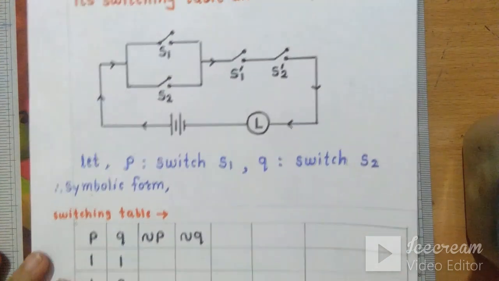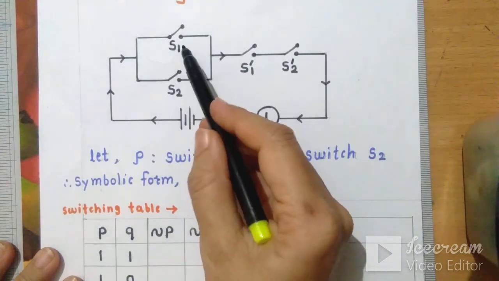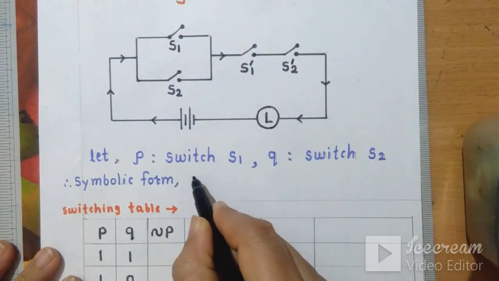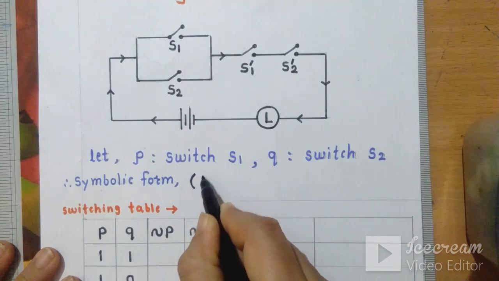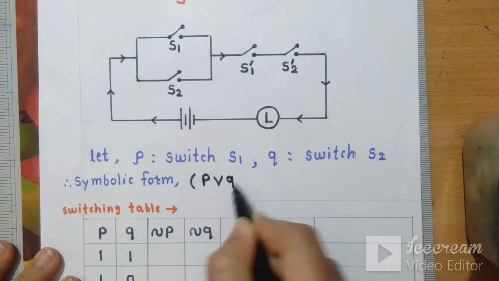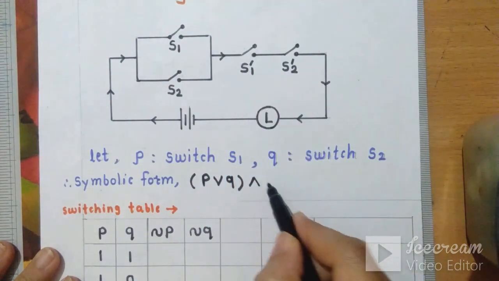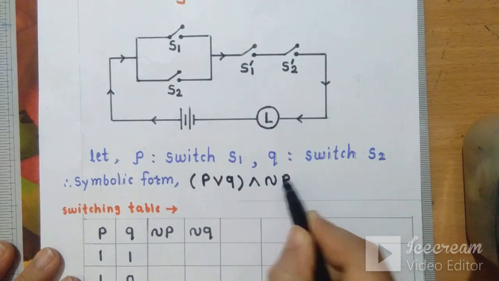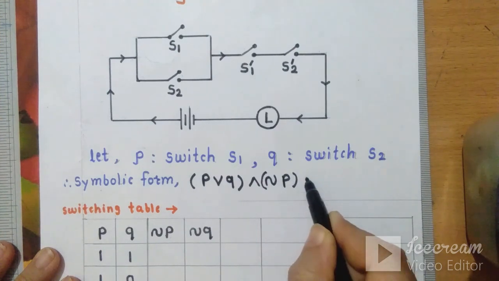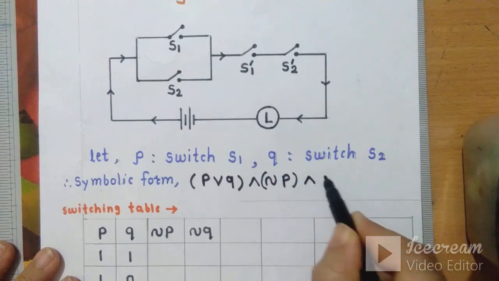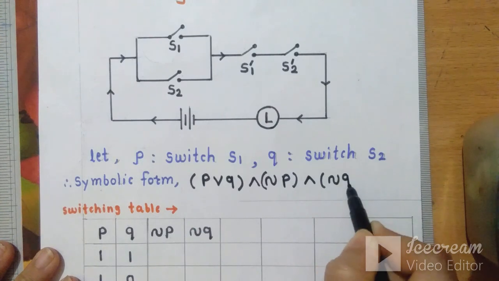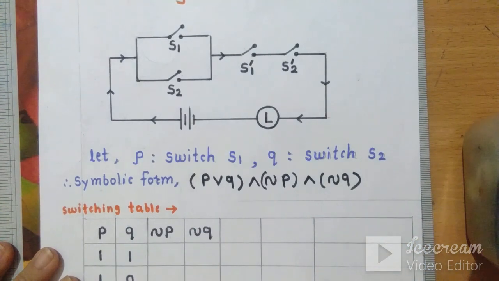Now first we will write the symbolic form. Now check here, these two switches are parallel. So here I will write P disjunction Q. Now in series, that means conjunction, S1 dash means negation P. I will write here bracket, and again in series S2 dash means negation Q. This is the symbolic form.